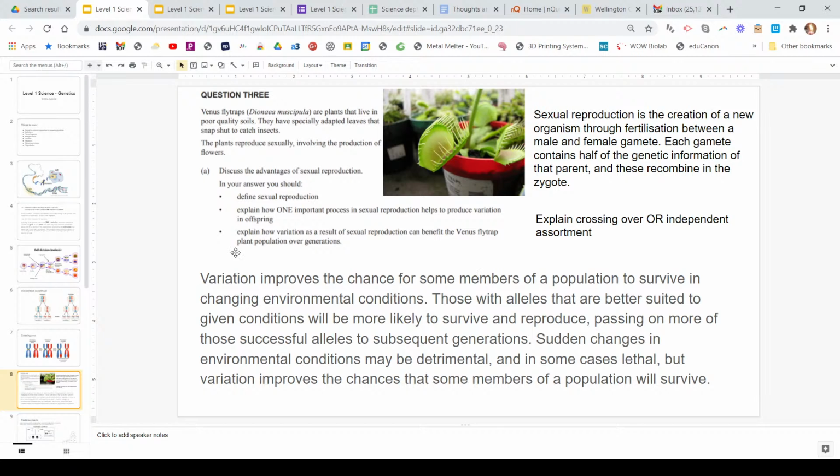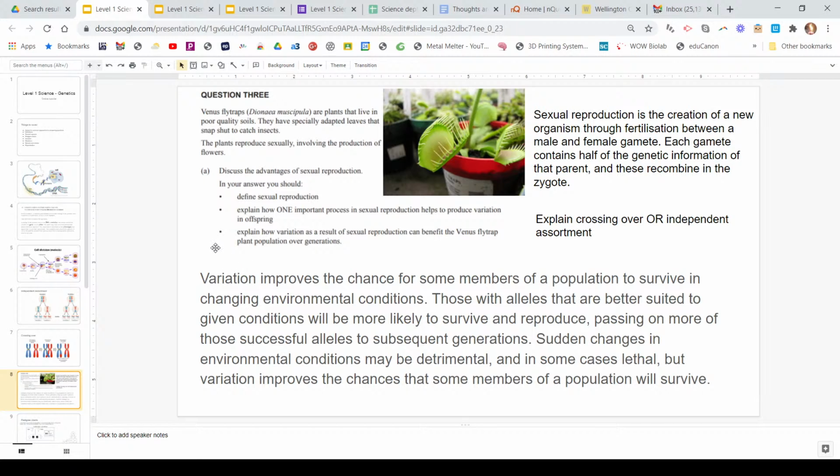And then the last bullet point in here, explain how variation as a result of sexual reproduction can benefit the Venus flytrap plant population over generations. Anything that's relating to over generations should really make you think of natural selection. That idea that the best adapted to any set of environmental conditions has a slightly higher chance of surviving to maturity and reproducing, and therefore passing on whichever alleles, whichever versions of genes, gave that organism an advantage in the environment.